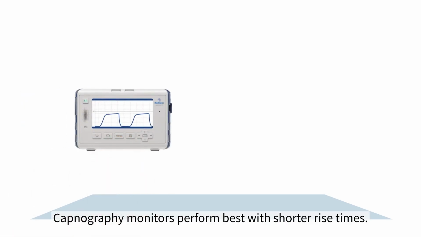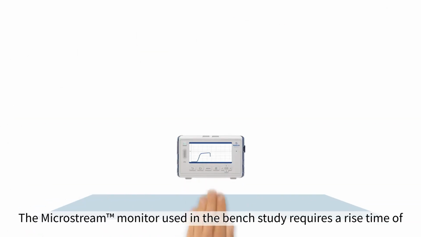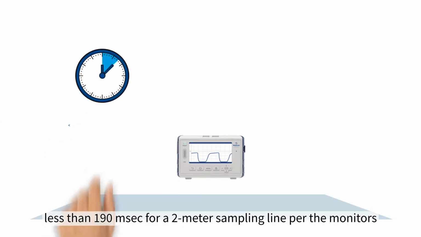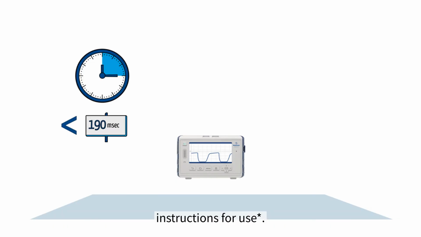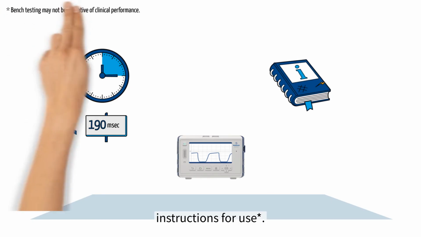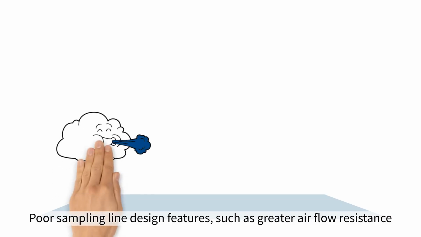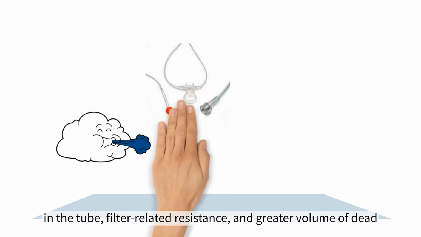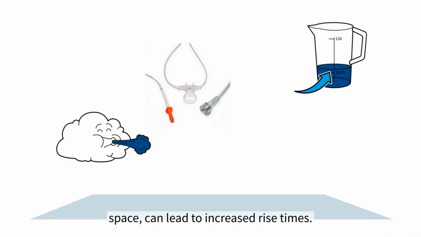Capnography monitors perform best with shorter rise times. The Microstream monitor used in the bench study requires a rise time of less than 190 milliseconds for a 2-meter sampling line, per the monitor's instructions for use. Poor sampling line design features, such as greater airflow resistance in the tube, filter-related resistance, and greater volume of dead space, can lead to increased rise times.